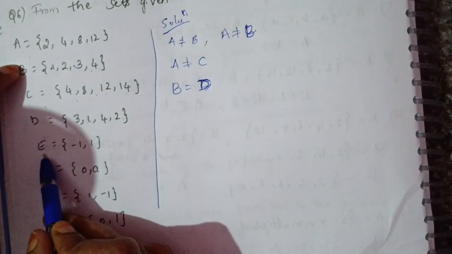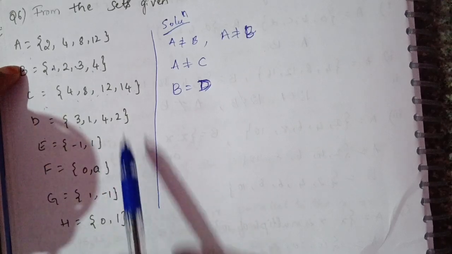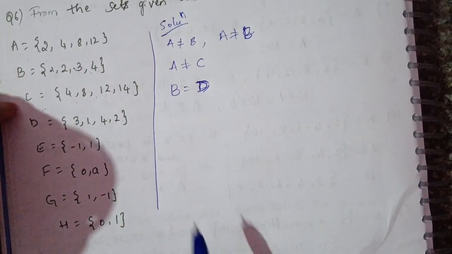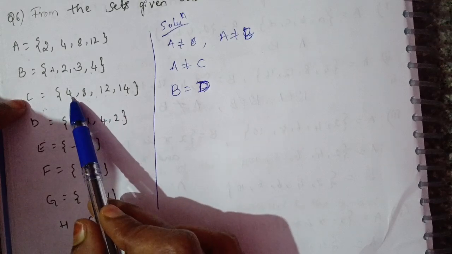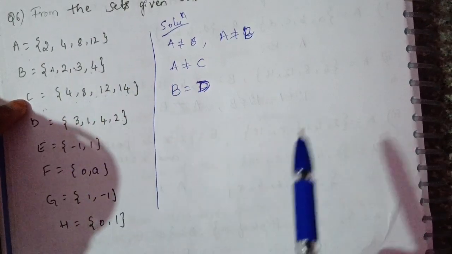Now B and E: we cannot compare here, because here only 2 elements are there and here 4 elements are there. No need to compare. Here C is 4, 8, 12, 14. C is also not equal to anything.